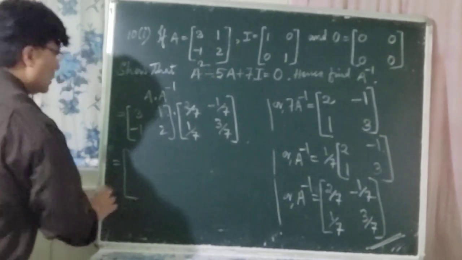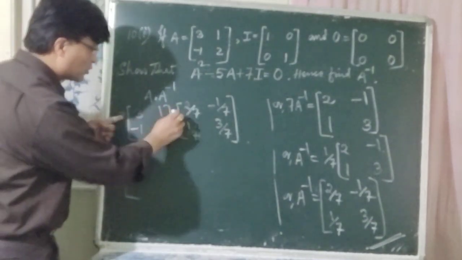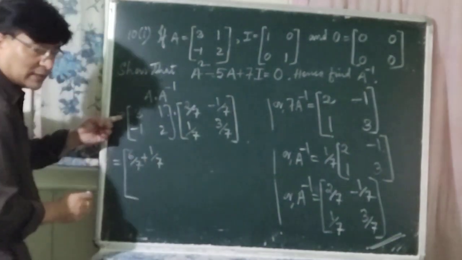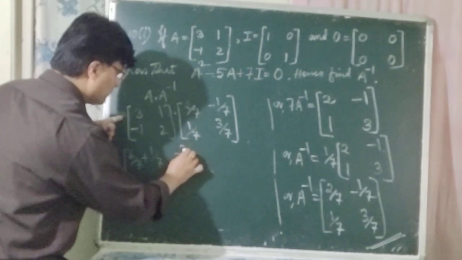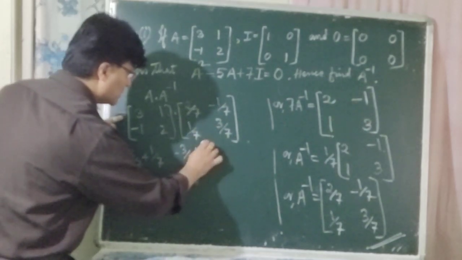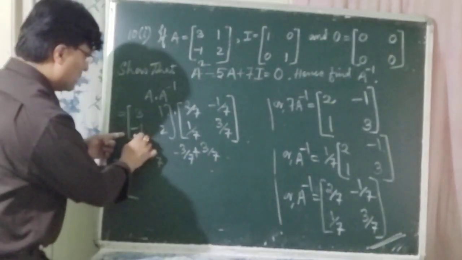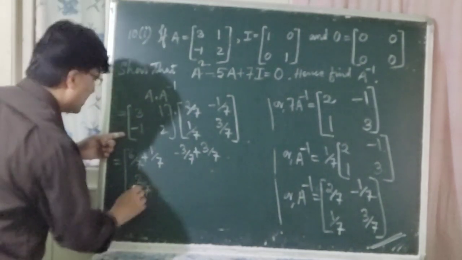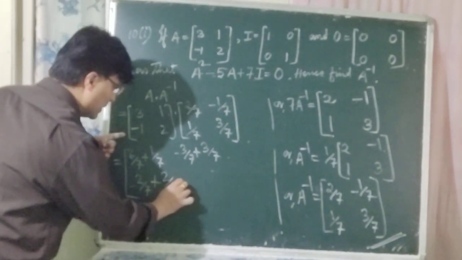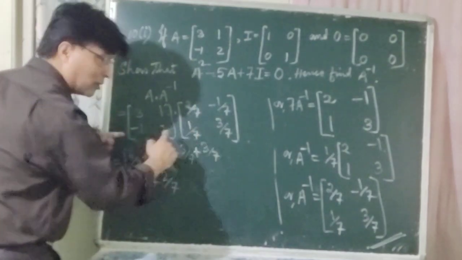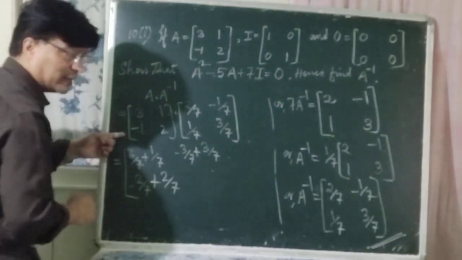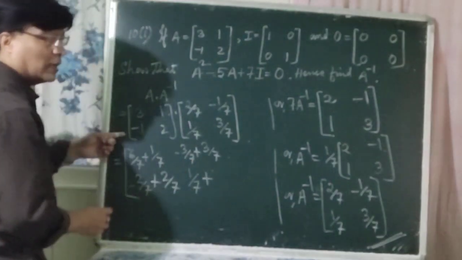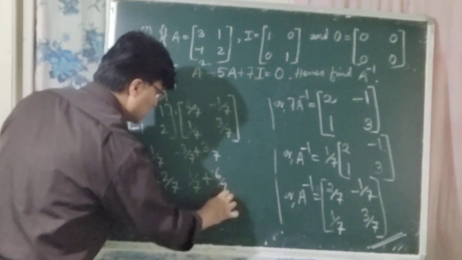Okay. Now let us multiply these two matrices. You know how to multiply it. First row by first column: 3 into 2 by 7 is 6 by 7, plus 1 into 1 by 7 is 1 by 7. Right? Again, first row by second column: 3 into minus 1 by 7 is minus 3 by 7, plus 1 into 3 by 7, that is 3 by 7. Okay? Now multiply second row by first column: minus 1 into 2 by 7 is minus 2 by 7, plus 2 into 1 by 7, that is 2 by 7. Again, multiply second row by second column. Corresponding elements should be multiplied. So minus into minus is plus 1 by 7, plus next 2 into 3 by 7, that is 6 by 7.